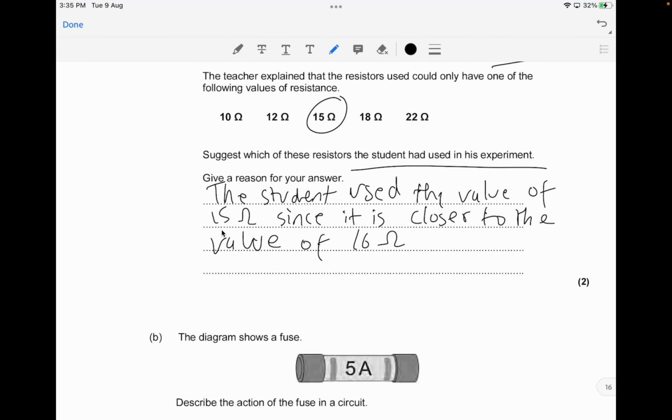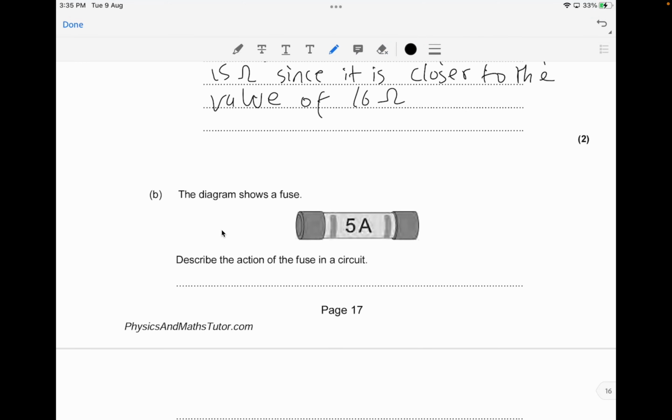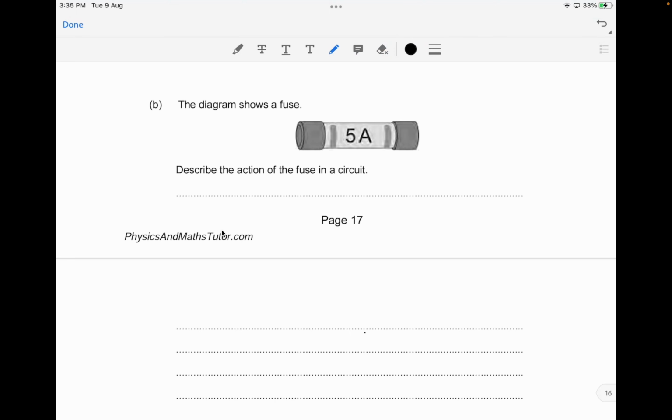All right. Let's move on to the final question. The diagram shows a fuse. You have to describe the action of the fuse in a circuit. Total marks for it is about 3 marks. You're going to mention 3 points. So we're going to say that in a fuse, if the current is above the value on the reading of the fuse itself, it's going to melt or break, which would indirectly open the switch or something like that, and it's going to break the circuit in this case. So we're going to mention those points as well in this question.